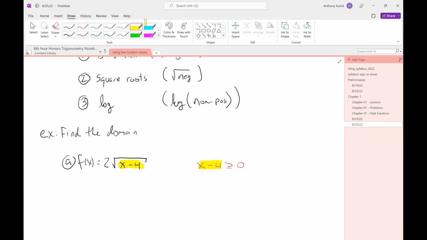Now I'm going to return to my function and go, are there any logs? No. Okay, so the only part I have to worry about is this radical piece. Everybody happy? So to solve this inequality, I'm just going to add 4 to both sides.